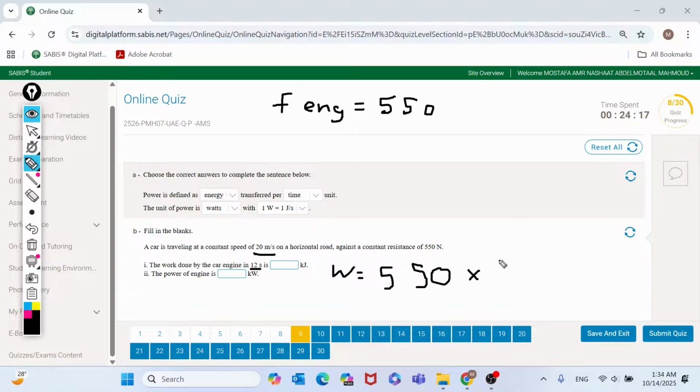So 20 times 12. So you put that on your calculator. You get 550 times 20 times 12, which is 132,000,000. Divide by 1,000 because it's in kilojoules, so it's going to be 132.